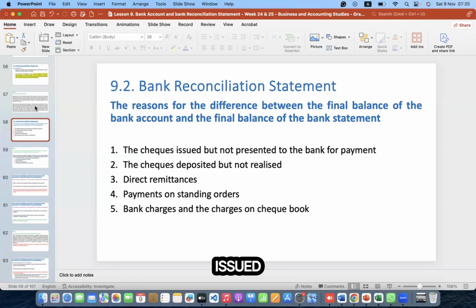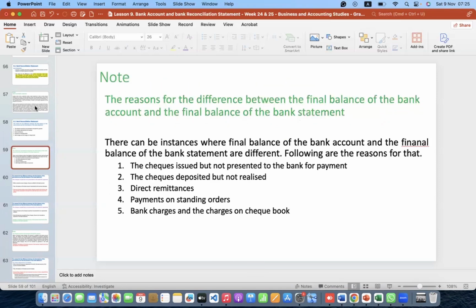The checks issued but not presented to the bank for payment, the checks deposited but not realized, direct remittances, payment on standing orders, bank charges, and the charges on checkbook. So these five are the five main reasons where the bank account balance and the bank statement balances are different. Checks issued but not presented to the bank for payment, the checks deposited but not realized, direct remittances, payment on standing orders, bank charges, and charges on checkbook.